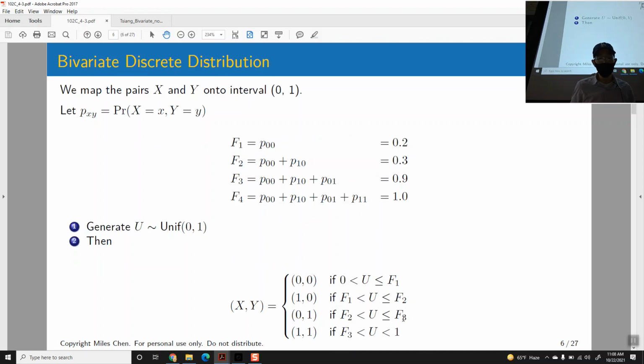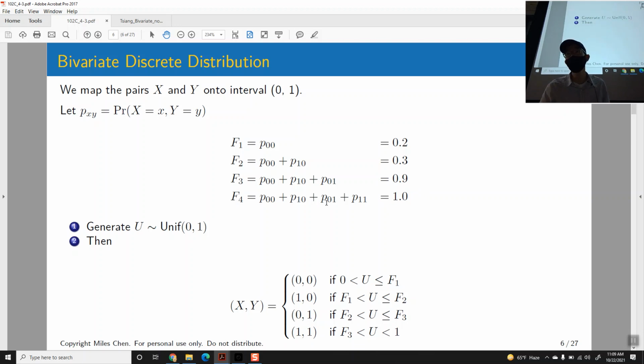And we just keep going. If the u that we end up getting is between 0.3 and 0.9, we can see that's going to happen with probability 0.6. If it ends up being between 0.3 and 0.9, the values we're going to generate will be 0, 1. X is 0, y is 1. And then lastly, if we get a value greater than 0.9, so between 0.9 and 1, we'll generate our last values. X is 1 and y is 1.